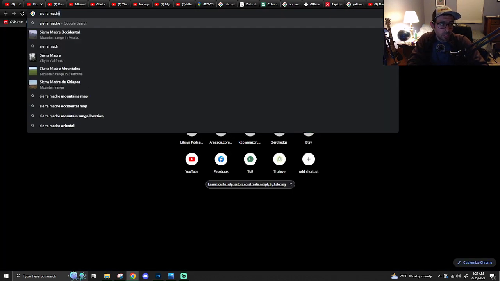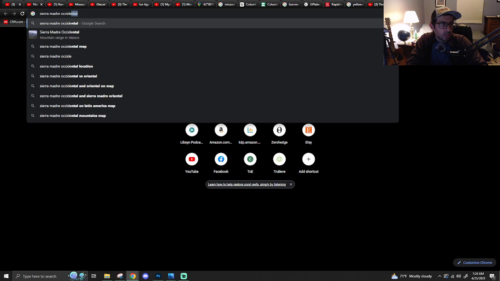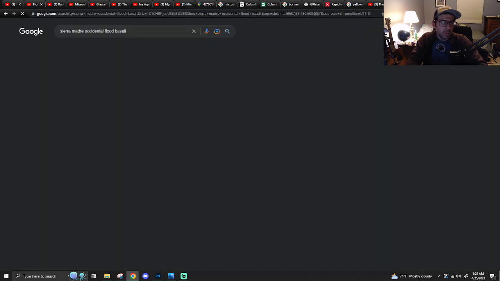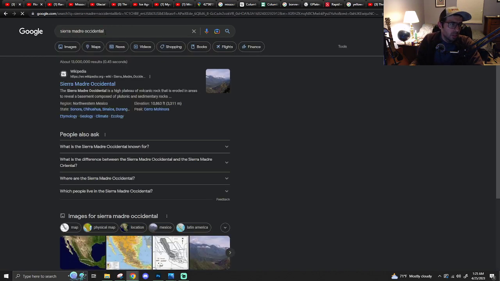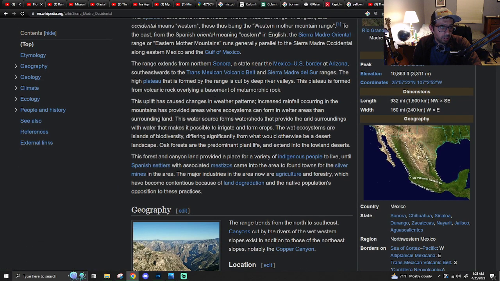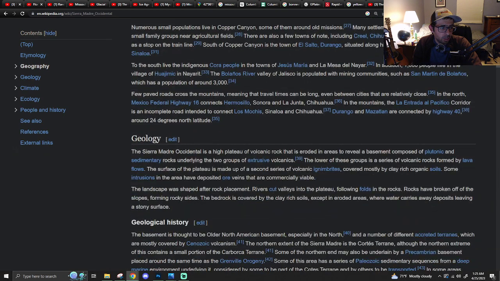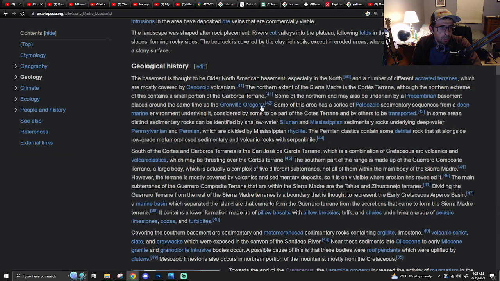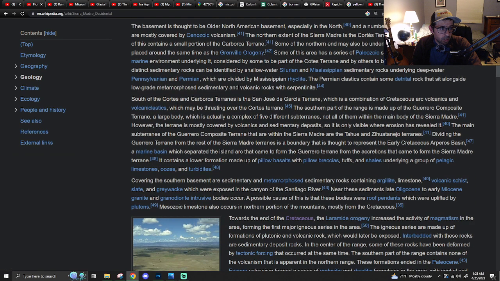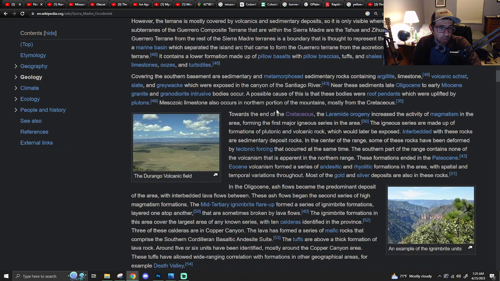Let's see, Sierra Madre. Flood basalt? I don't know. I probably should have not searched for a flood basalt. Okay, that just didn't work. Let's see. Geology. Renville. Towards the end of the Cretaceous.